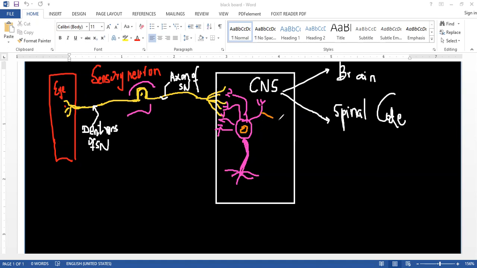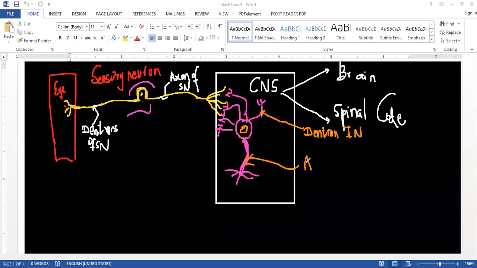This is what you can say now. Dendrons of the interneuron, I use N. And this is the axon, the outer neuron of the interneuron. Look, the interneuron which is present together, this should be present here. I can write it down.